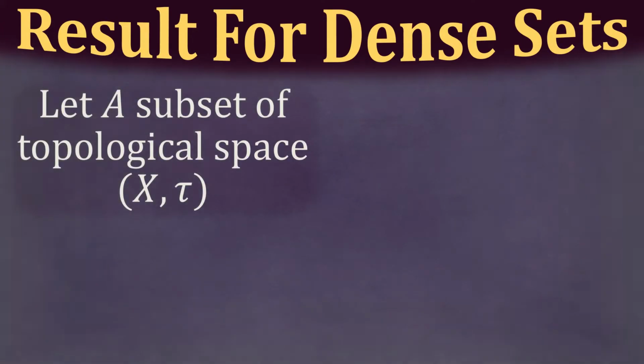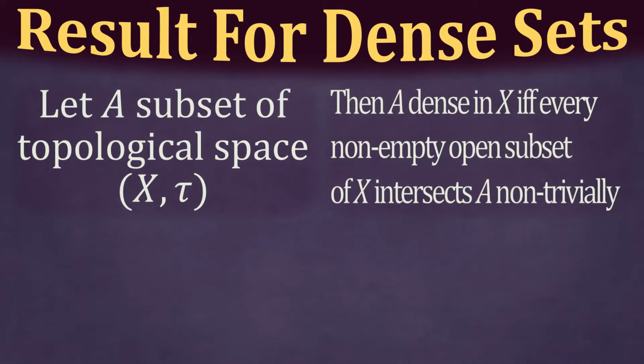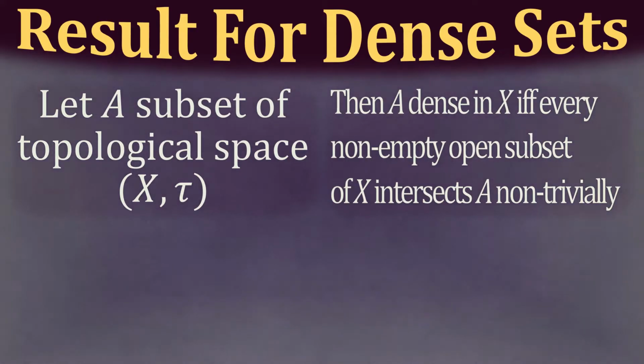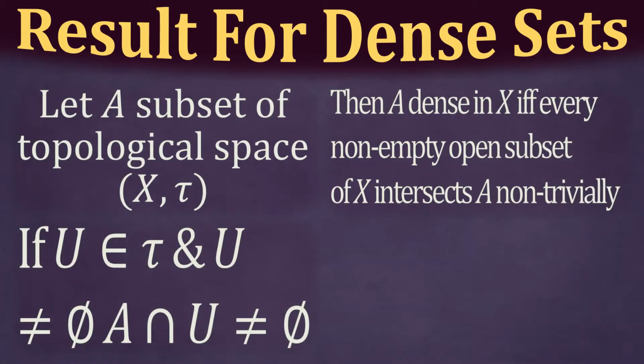Now, let's give a result for dense sets. Let A be a subset of a topological space (X, T). Then A is dense in X if and only if every non-empty open subset of X intersects A non-trivially. That is, if U is in T and U does not equal the empty set, then A intersect U does not equal the empty set.